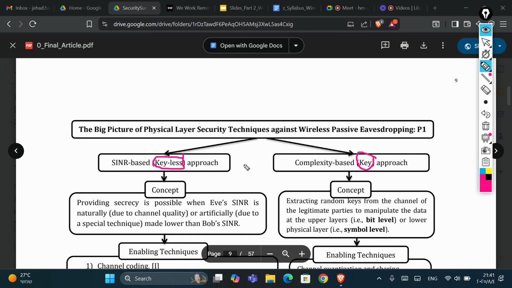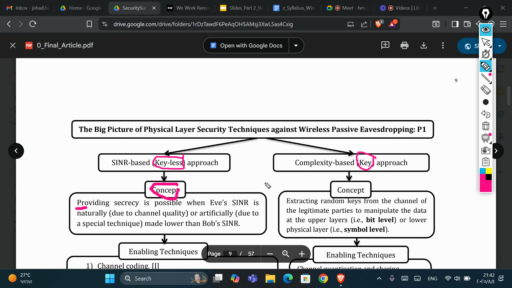Now let's compare them in terms of concept. The concept of keyless, so SINR based, which is keyless. Let's agree among each other to name it keyless for simplicity. The keyless approach, where you don't have a shared key between the transmitter and receiver, let's assume like that. The approach is mainly focusing on providing secrecy. And providing secrecy in this approach is possible when Eve's signal to interference noise ratio is naturally or artificially made lower than Bob's SINR.